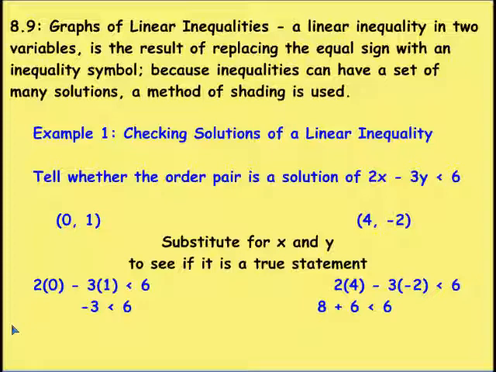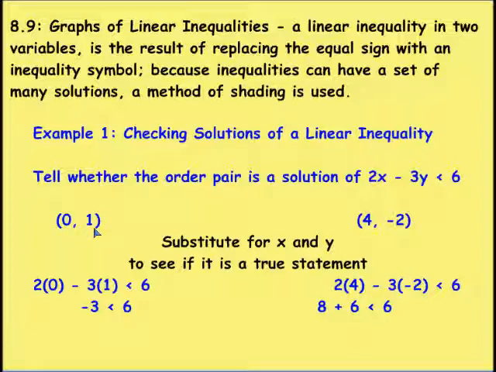So example 1 is something we're used to with equations, checking the solutions. So it says tell whether the ordered pair is a solution of 2x minus 3y is less than 6. I don't see anything in the question about graphing, so I don't need to worry about changing the form of that equation or inequality. So all I need to do is the same as I have been, substitute for x and y to see if it's a true statement.